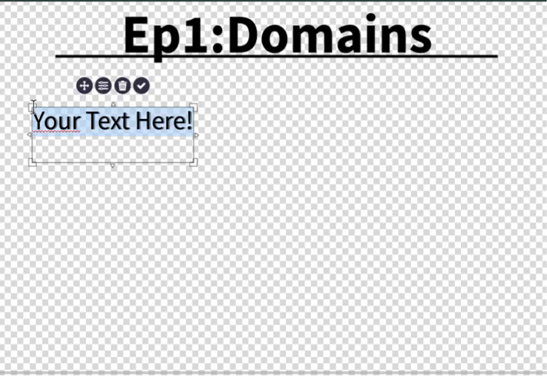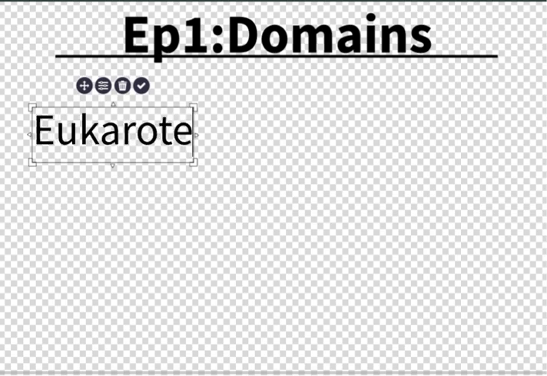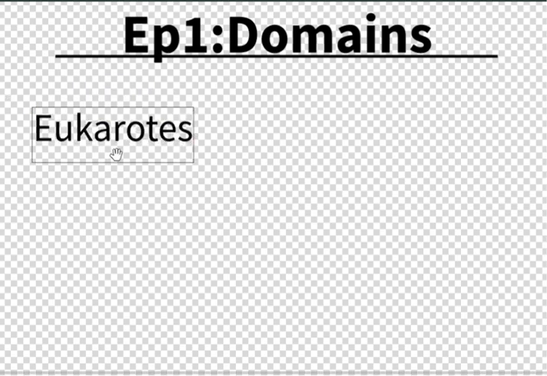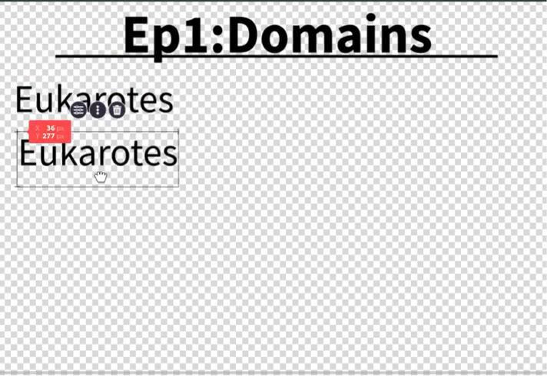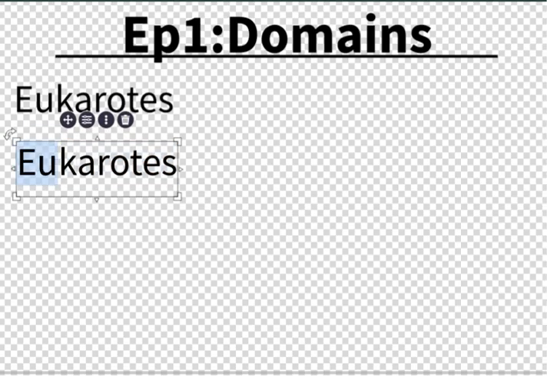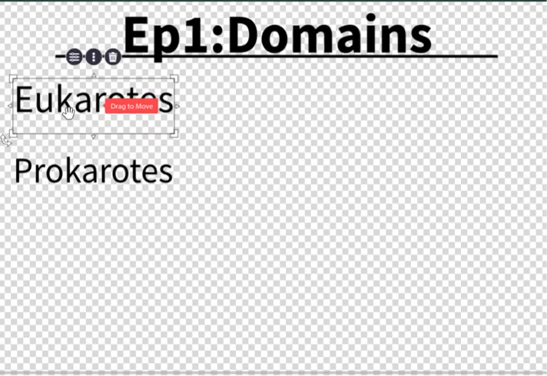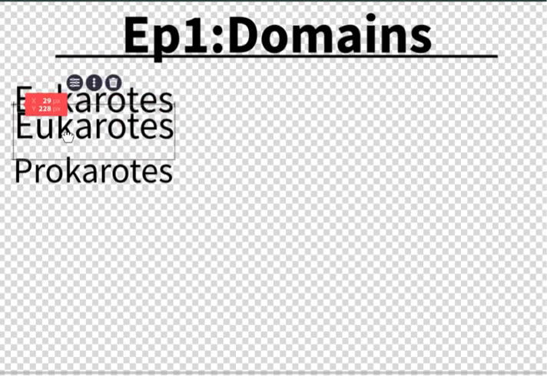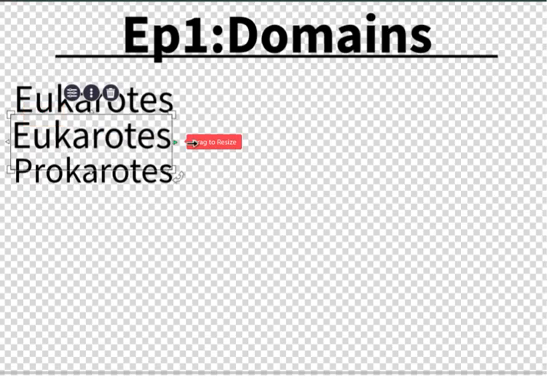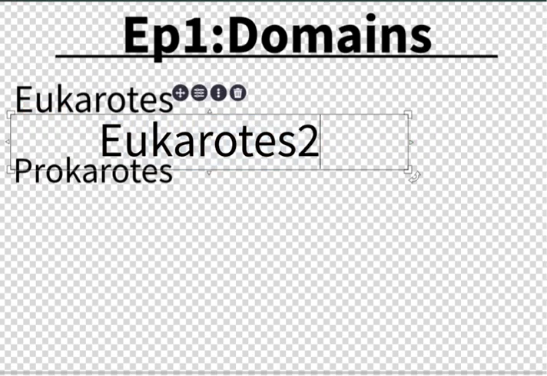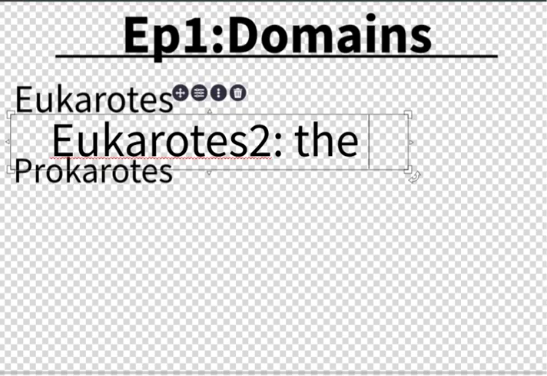Obviously, we're going to have our big guys, the eukaryotes, and also our little guys, the prokaryotes. I think it's this way. I don't remember which way it is, but yeah. Now, I also want to have eukaryotes to the sequel.